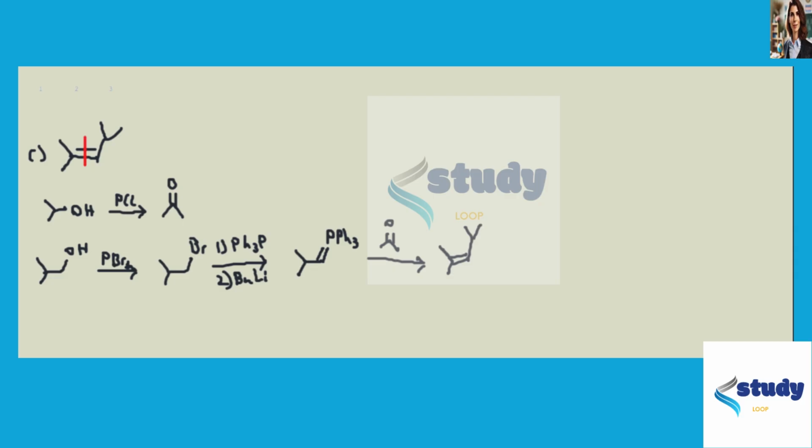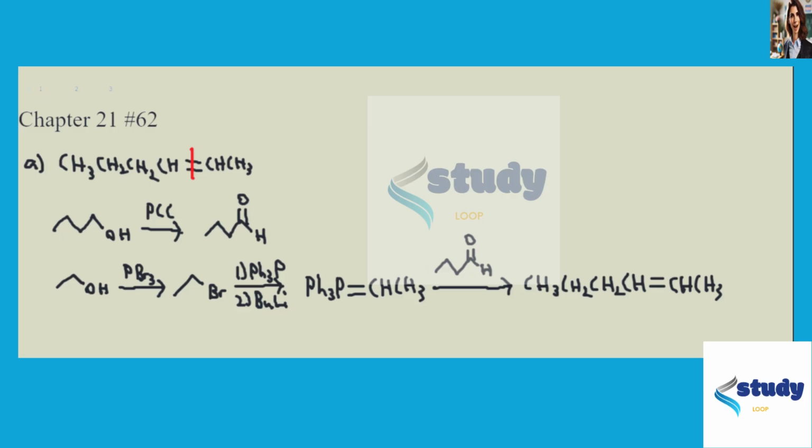The way to really approach these is to think about cutting across the double bond, then look at the two pieces that you have, and think about ways to construct a carbonyl compound for one piece and the Wittig reagent for the other piece, and then just combine them. And so that is the answer to Chapter 21, problem number 62.